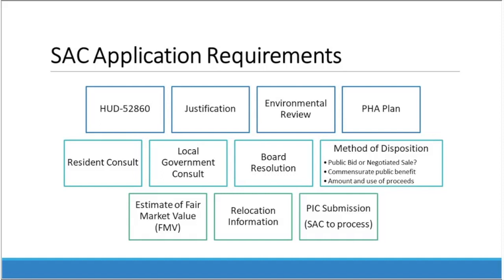If your plan is to sell the building at fair market value and use tenant protection vouchers to let residents go live somewhere else, your relocation plan would reflect that. So your relocation plan is very situational and needs to support what your justification says and what your overall plan is. Then all of this goes in through PIC. So it is submitted through the PIC site, and that's how it gets into the hands of the folks at the SAC.